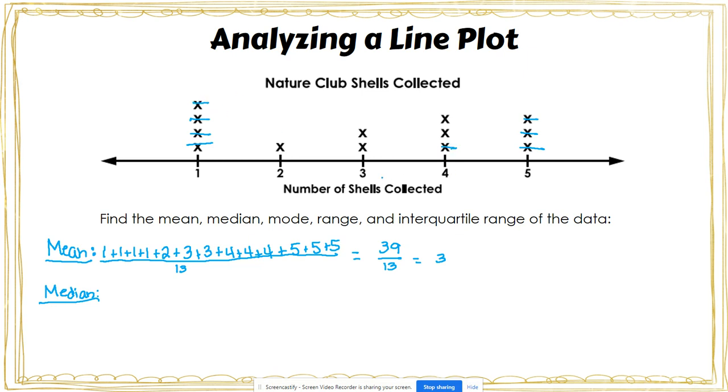Now I'm going to go to 4s. Now I'm going to do 2 and 4, 3 and 4, and now I've noticed that I have 1 X in the middle, and this X is at 3. So that means that my median is 3.